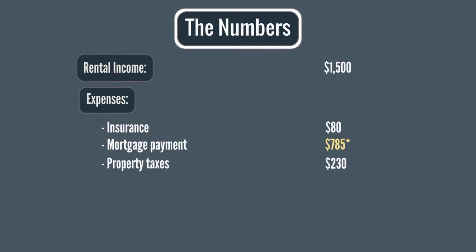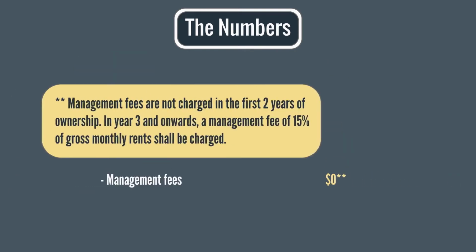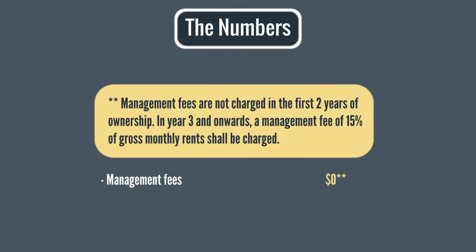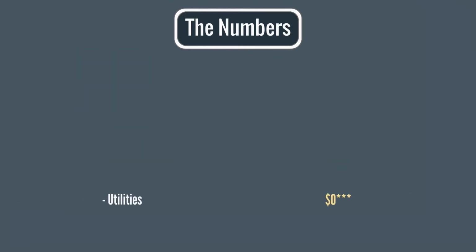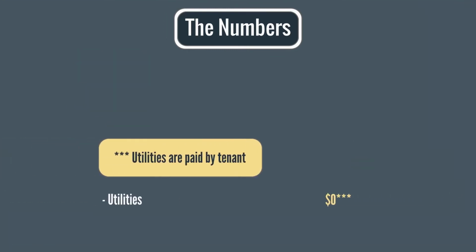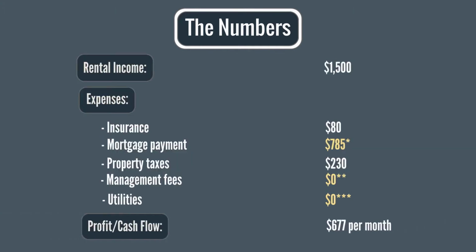Property taxes. Management fees. Management fees are not charged in the first 2 years of ownership. In year 3 and onwards, a management fee of 15% of gross monthly rents shall be charged. Utilities. Utilities are paid by the tenant. Profit and cash flow.